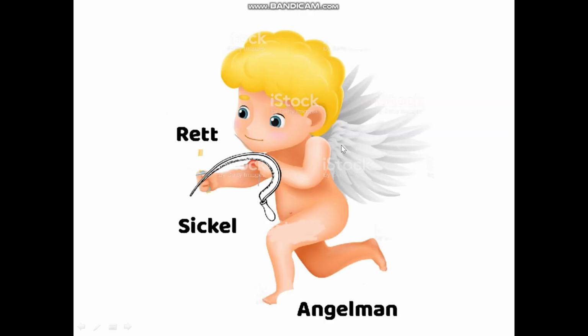To memorize the names of the three specific syndromes associated with secondary microcephaly, we can imagine an angel called Rett holding a sickle. It's a fun way to remember them.